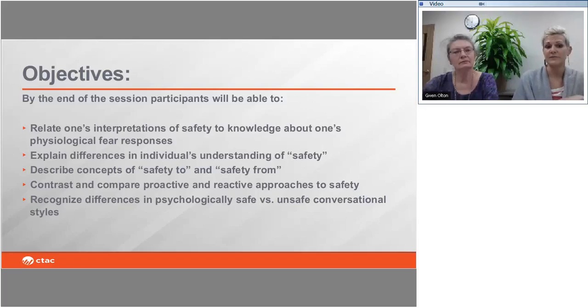Next, to be able to explain the differences in individuals' understanding of safety, describe concepts of safety to and safety from, contrast and compare proactive and reactive approaches to safety, and recognize differences in psychologically safe versus unsafe conversational styles. Anything to add? All right.